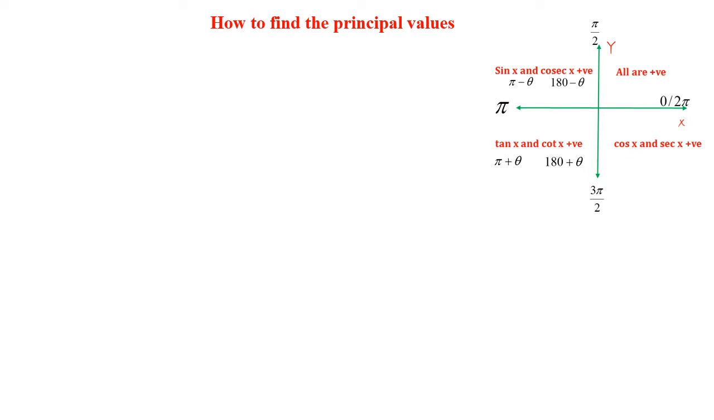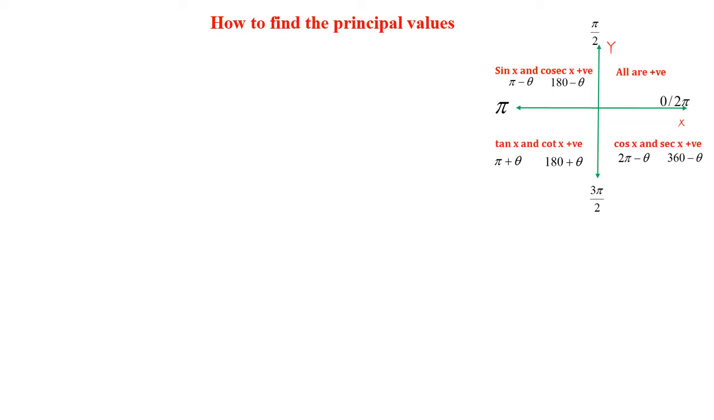And if you want to go to the fourth quadrant, what we have to do is, from 2 pi, we subtract theta. In terms of degrees, 2 pi means 2 into 180, which is 360, minus theta. So these are the three points we have to keep in mind in addition to the previous ones.